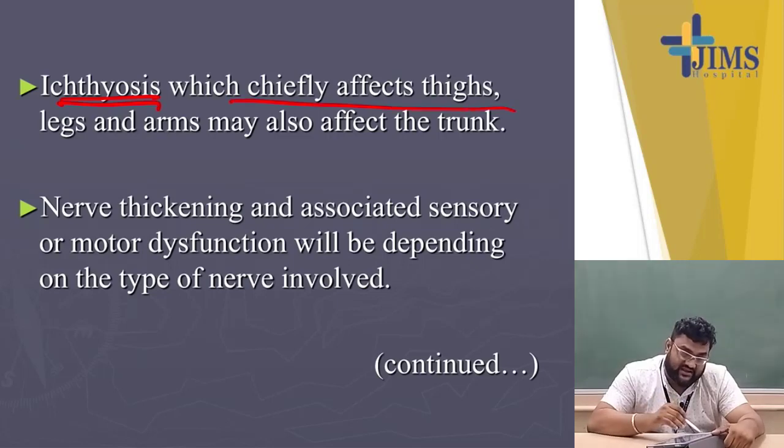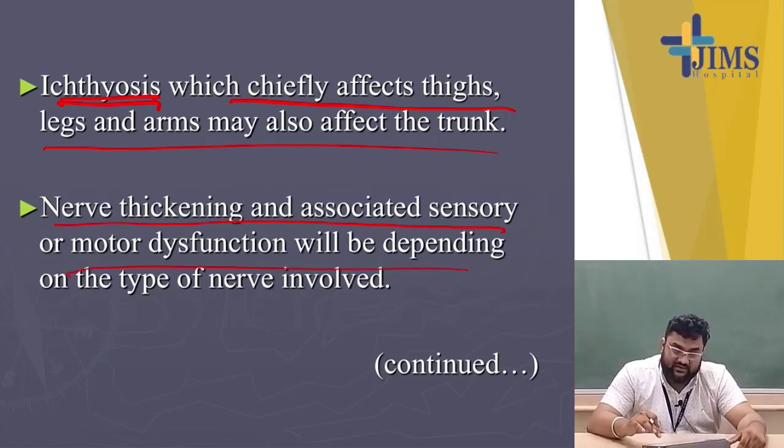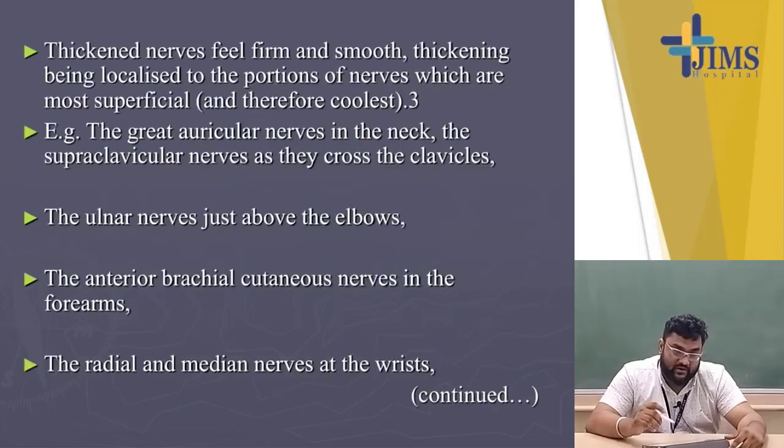Now we have one more thing, that is ichthyosis, that is dryness of the skin, that affects the thighs, legs, and arms may also be affected. We have nerve thickening and associated sensory and motor neuron dysfunctions, depending on the type of nerve involved. The thickened nerves feel firm and smooth. Thickening becomes localized to the portion of the nerves which are most superficial.